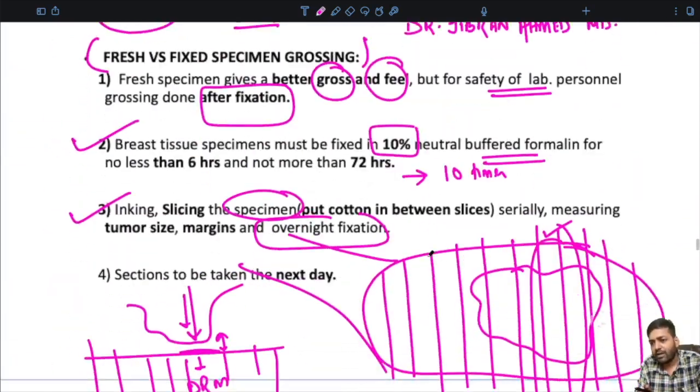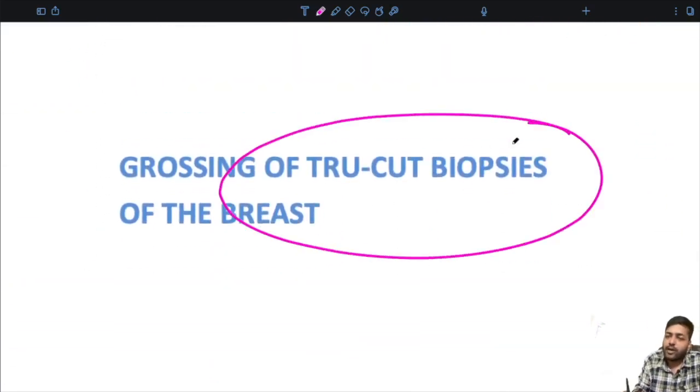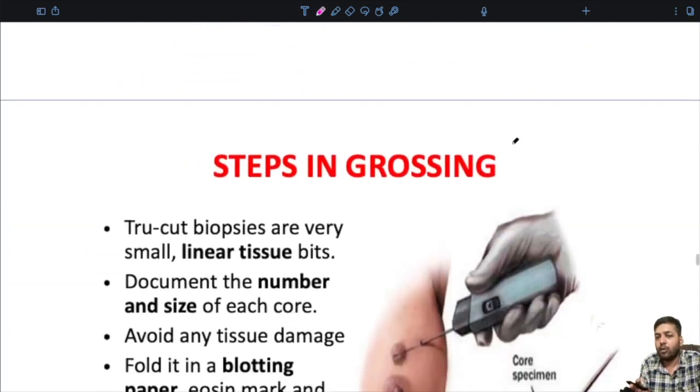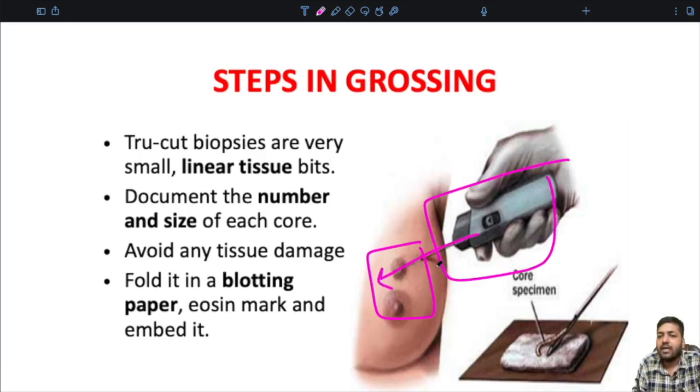Now we are going to discuss the grossing of individual types, starting with the TRUCUT biopsy. I told you that I will tell you what a TRUCUT biopsy looks like. I have already shown you how TRUCUT biopsies look in the basics of grossing. If there is a tumor or swelling of the breast, with the help of the TRUCUT biopsy needle you introduce it like this, and with a gun you take a core. The core usually looks like this. You can see the core over here.